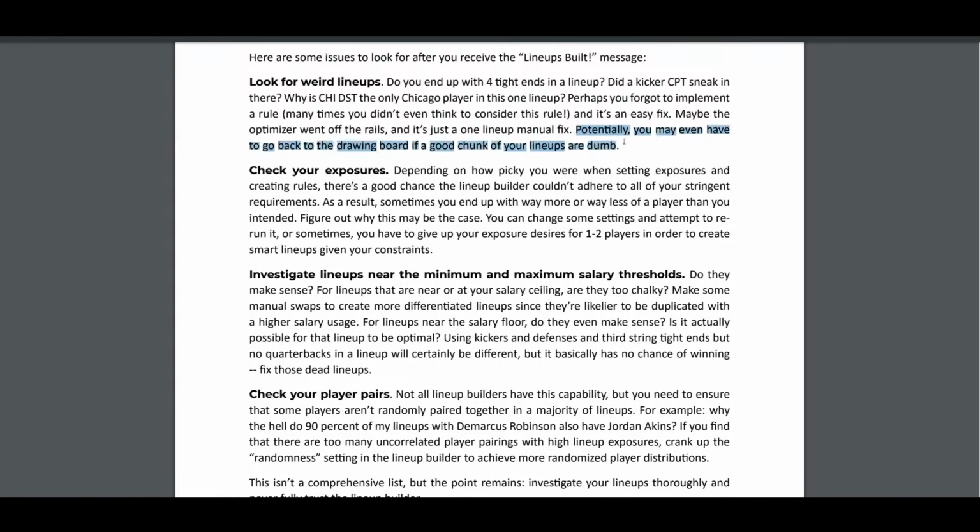And this is most important. Maybe you might have to go back to the drawing board if a good chunk of your lineups are like this. It's like, well, I need to change the salary range or I need to do something.